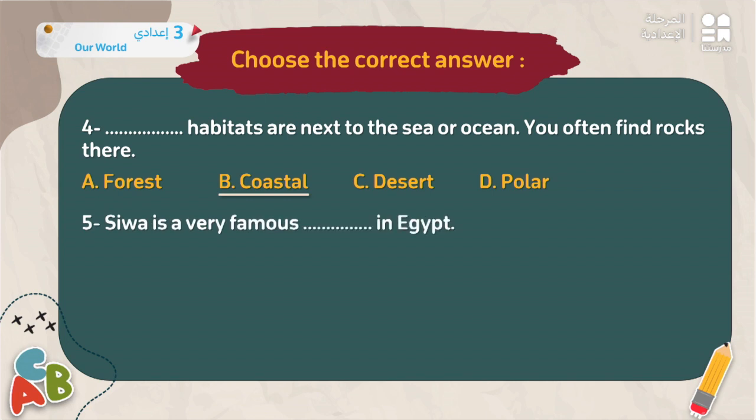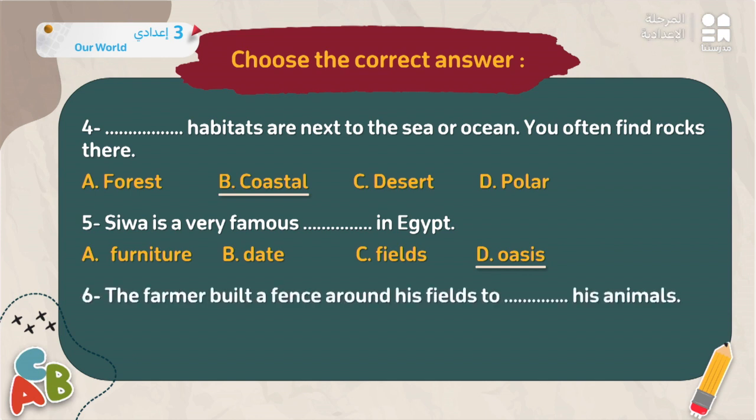Siwa is a very famous place in Egypt. سيوة دي عبارة عن إيه؟ هي واحة زي ما احنا اتفقنا. الواحة اللي هي إيه؟ A green land in the middle of the desert. So it is a famous oasis.